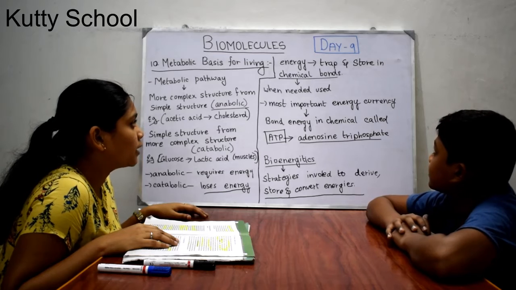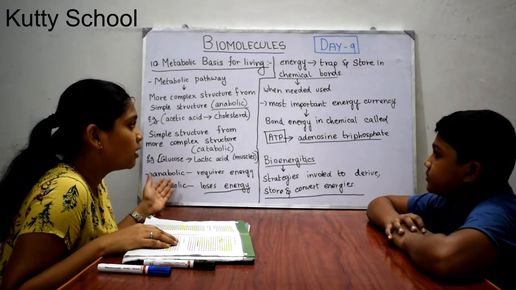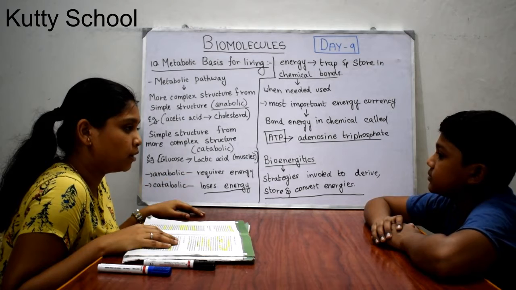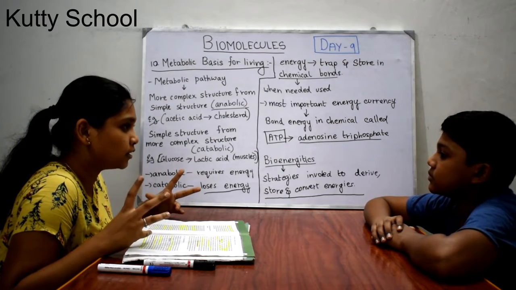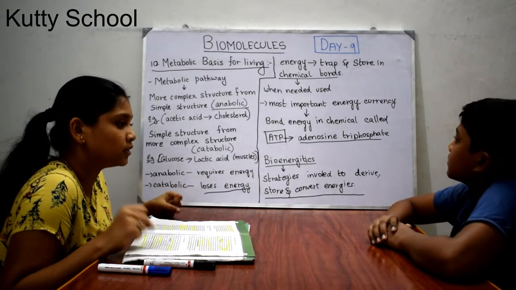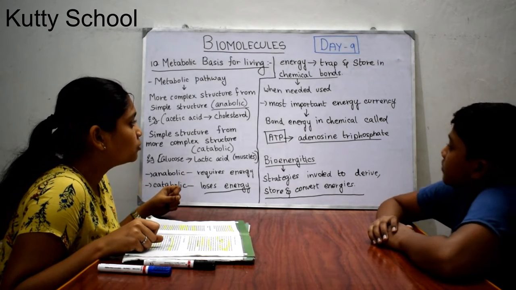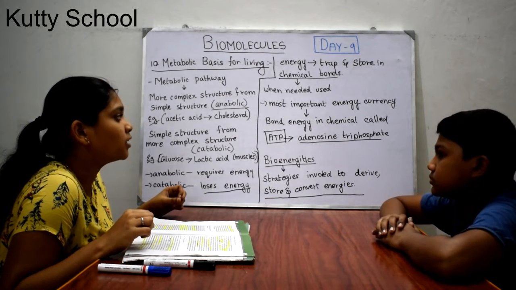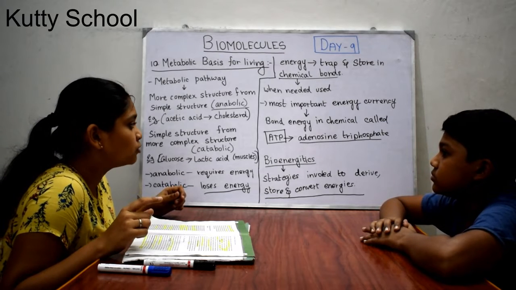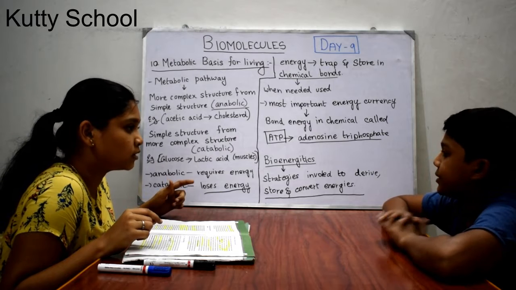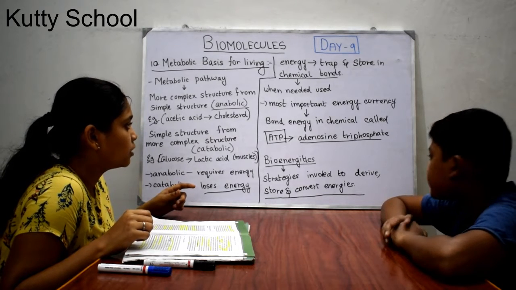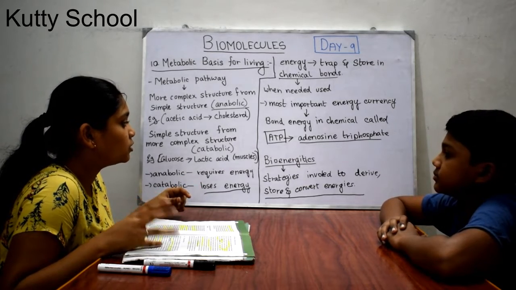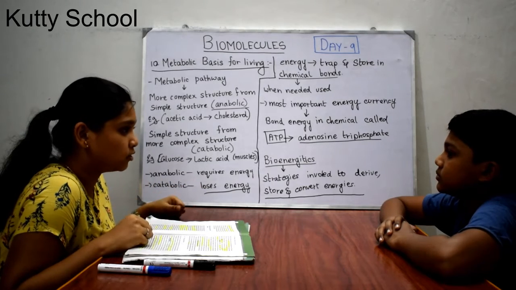So here, this released energy is stored in particular chemical bonds. After storing it in chemical bonds, whenever the organism needs energy, it breaks down the bonds and uses up the energy. The most important energy currency is the bond energy in a chemical called ATP, adenosine triphosphate. We have already discussed this. Whenever the organism needs energy, it breaks this bond and obtains energy.